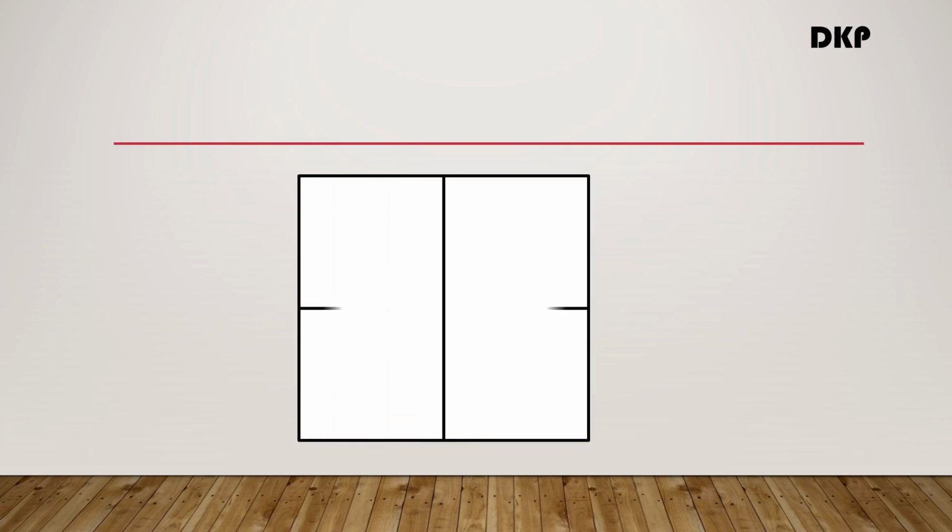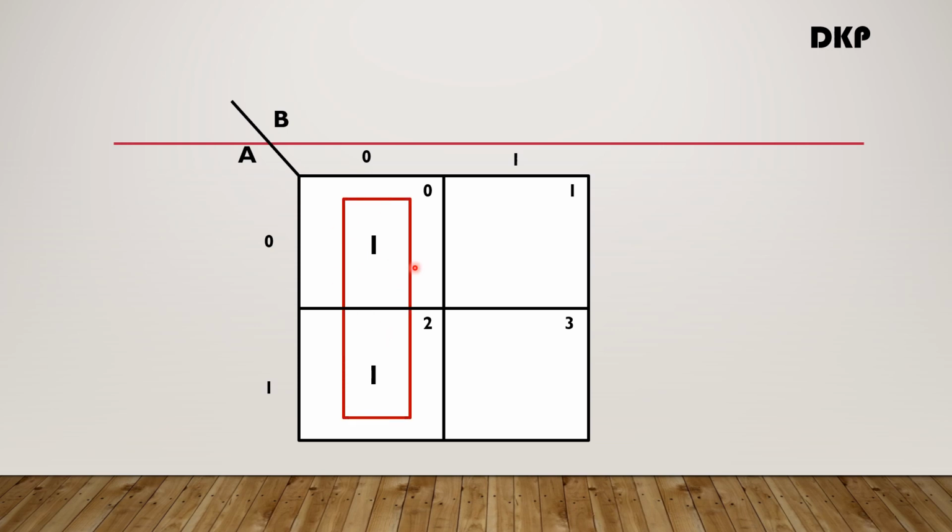Now let us consider another example of a two variable K-map. Here we are going to place the ones in the cell numbers 0 and 2, that is, the min term 0 and 2. Since these cells are adjacent to each other and it contains ones, we can group these ones because it satisfies the condition to group these ones.